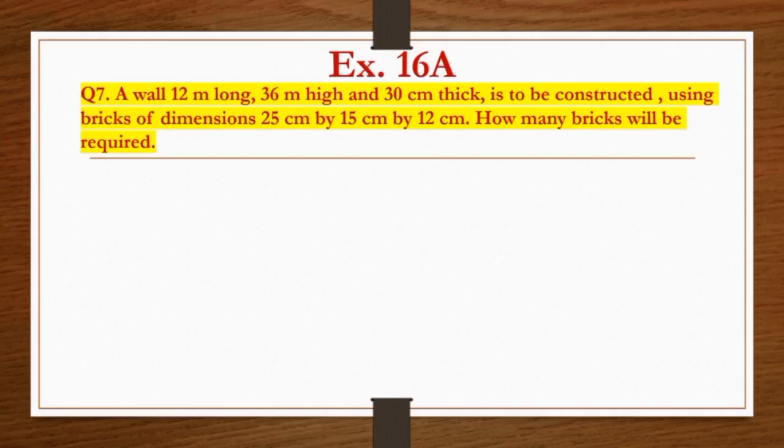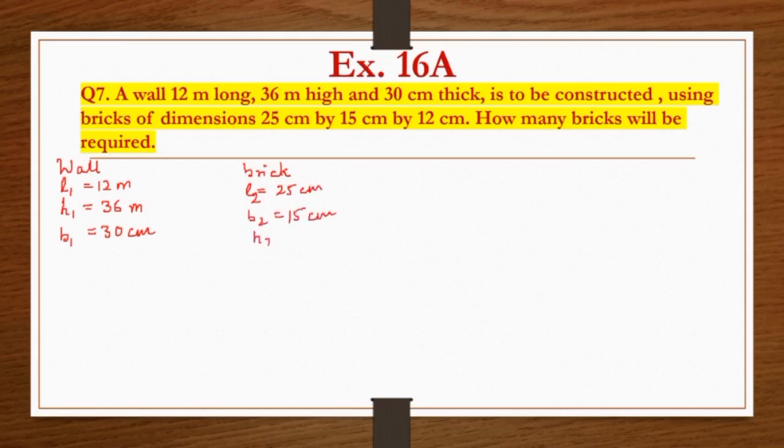So first of all, we are writing whatever things are given. If I talk about wall, in that case, length, we are considering L1 is 12 meter given. H1, means height, is given 36 meter, and B1 is given, that is 30 centimeter. Now we are considering the bricks. In case of bricks, length and breadth and height all given. So length we are taking L2, that is 25 centimeter. Breadth we are taking B2, that is 15 centimeter, and height we are taking H2, that is 12 centimeter.